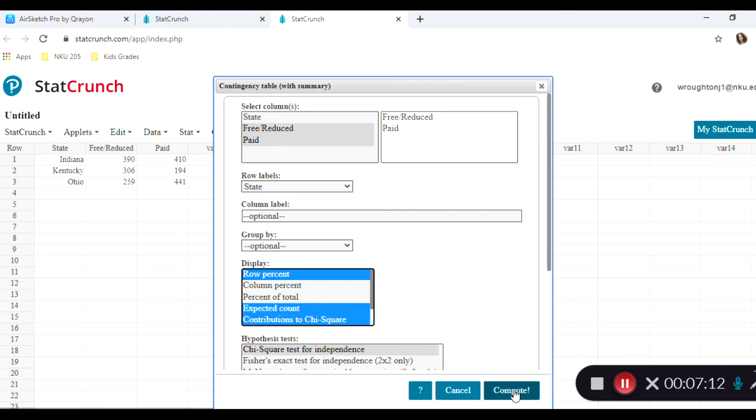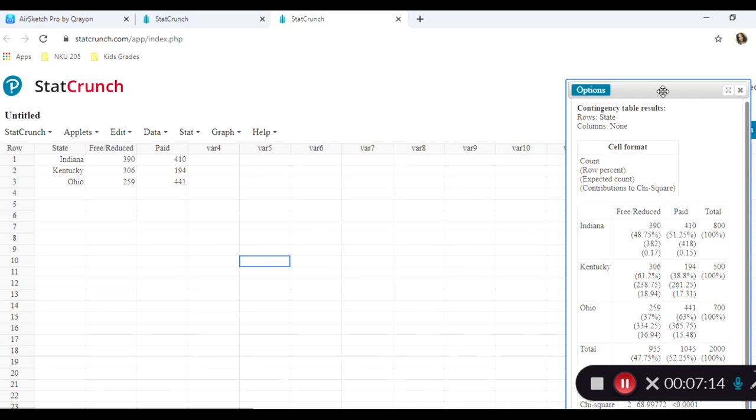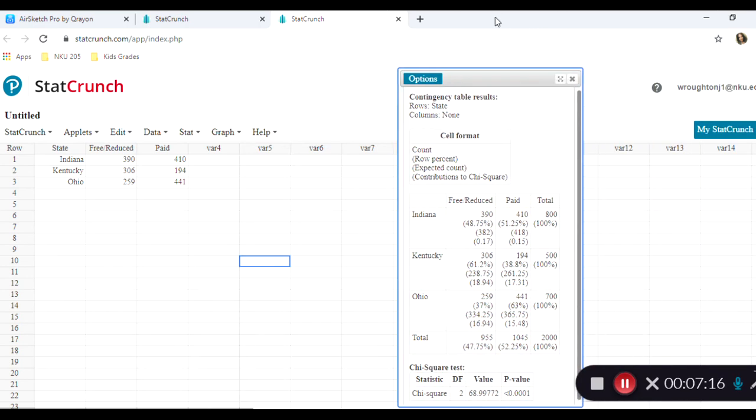So then if I hit Compute, I'm going to get all that information that you see on the last page of your notes, where here are our row percentages. So that 48.75%. So there's all of our row percentages that we calculated together.